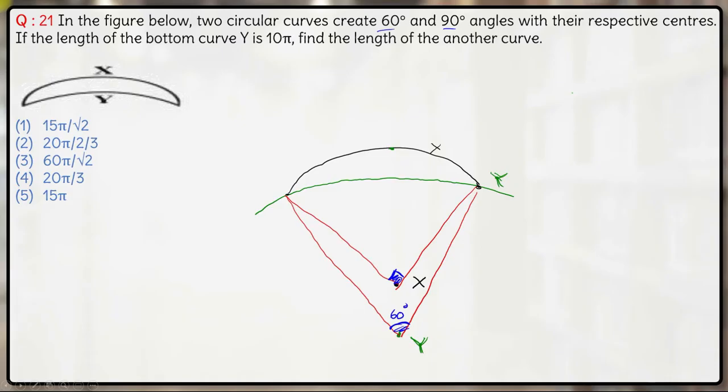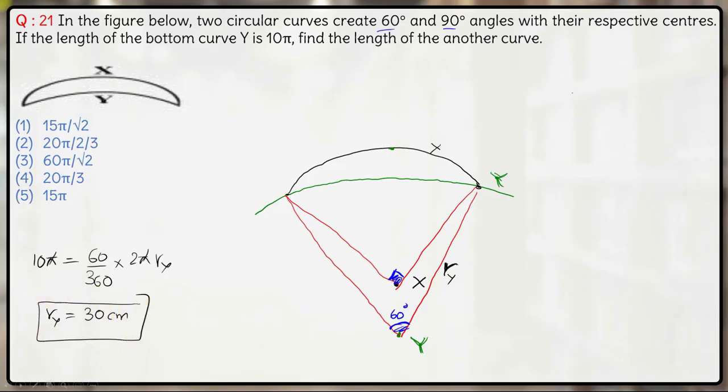Now the rest of the solving is quite standard. Now it's given that the length of the bottom arc, that means the length of this arc, is 10 pi. So the length 10 pi is equal to theta by 360. The angle subtended is 60, so theta by 360 into 2 pi r. That means r is the radius of the bigger circle, this is the radius of circle Y. Okay. So from here you'll have pi and pi gets cancelled out. This is 1 by 6 into 2, 1 by 3 into r, equals 10. So radius of circle Y comes out to be 30 centimeters. Radius of circle Y is 30 centimeters.